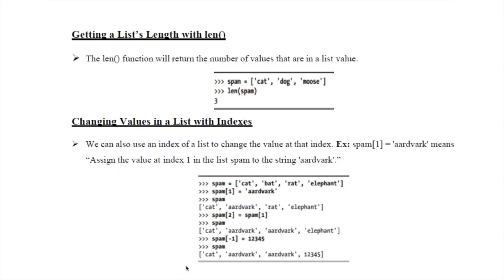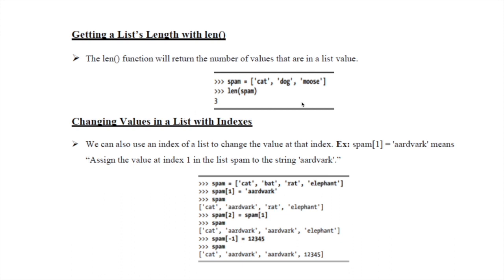Now the length function. You can use a length function on a list. For example, see, spam is a list. It contains three elements, that is cat, dog, moose. So if you find out the length of that spam list, how many elements are there here? Three elements. So it's going to display three. So the length of spam will be three.